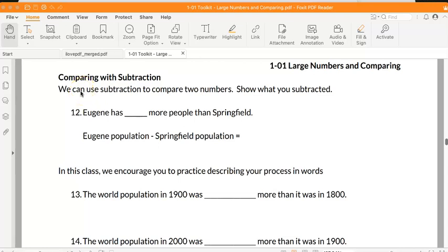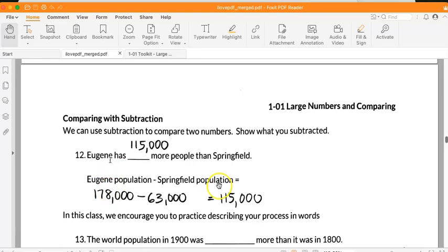We can use subtraction to compare two numbers. Show what you subtracted. Eugene has blank more people than Springfield. If we take Eugene's population minus the Springfield population, we will be able to fill in this blank. And we're going to do the same thing down here with world populations. So why don't you go ahead and follow my example for number 12 and then try 13 and 14 on your own.